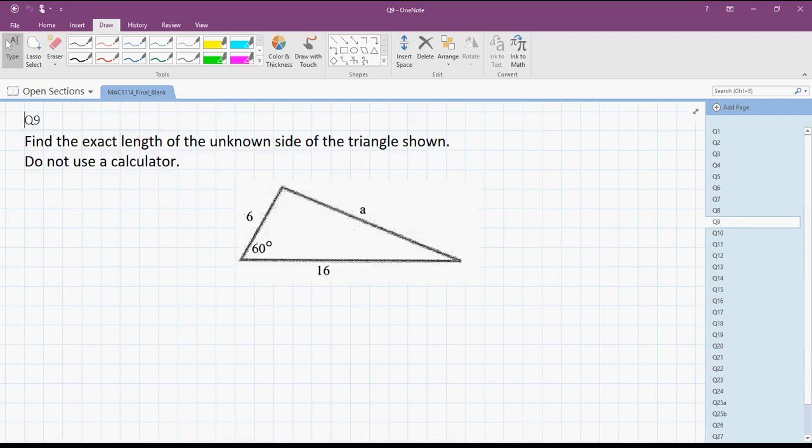So they want the exact length, so not using the calculator. Remember, for the law of cosines, the side you're looking for, or the angle you're looking for, they have to be across from each other. So in this case, since we're looking for a, that means the angle will be the 60 because they're across from each other. And vice versa. If you're looking for an angle, you have to get the side across from it to be the equal part.